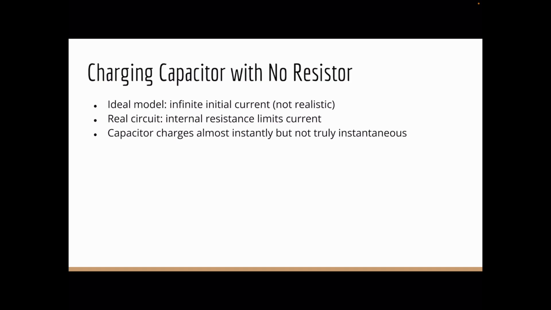We connected a capacitor directly to a battery with no resistor. The ideal model predicts an infinite current spike because there's no resistance to limit the flow. However, in real life, internal resistance in the battery and wires would limit that current. As a result, the capacitor would charge very quickly but not instantaneously.